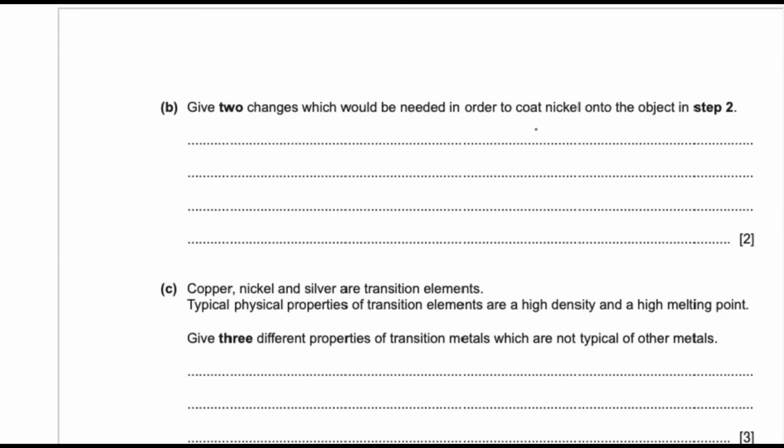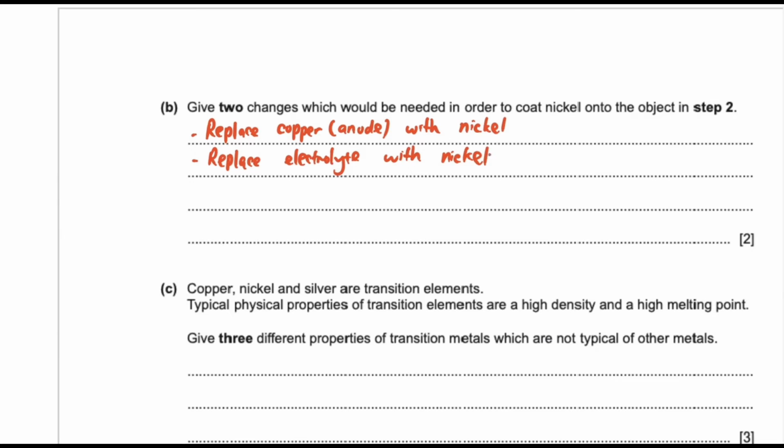Now we write it in words. The first one, replace copper with nickel. The copper at the anode there, you replace the copper with nickel. That's the first point. The second point is replace electrolyte. Now you have to give yourself one example, with nickel sulfate.